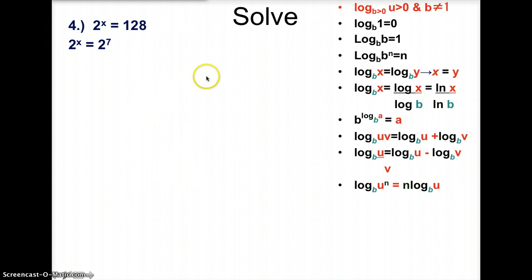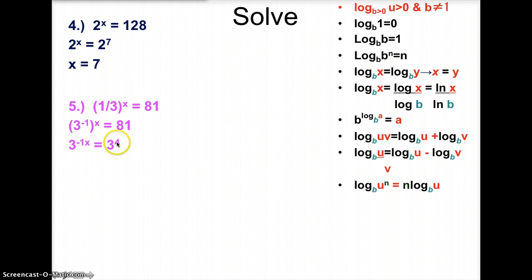So you'll notice here, I want to write these in base 2. If I write them in base 2, I don't have to use logarithms. So if the bases are equal, the exponents must be equal. So that tells me x equals 7. Here's another one. Try this one before you watch me do it. We can turn these both into a base 3. You see, 1/3 is really 3 to the negative 1 power. 81 can be changed into a base 3 also, 3 to the 4th power. If the bases are equal, the exponents must be equal, so x equals negative 4. I didn't need logarithms for that one.